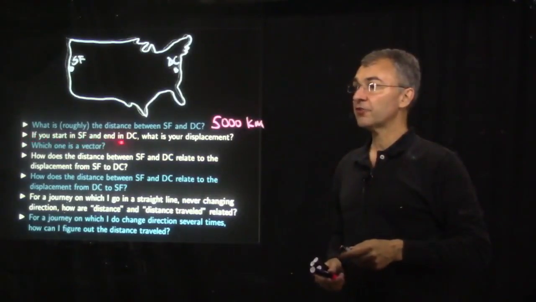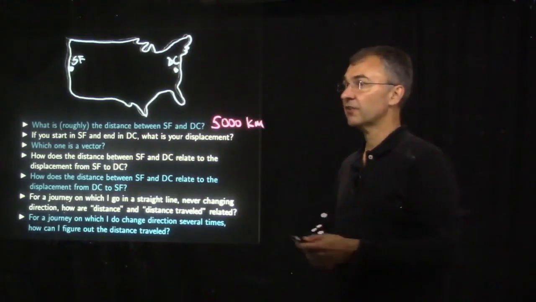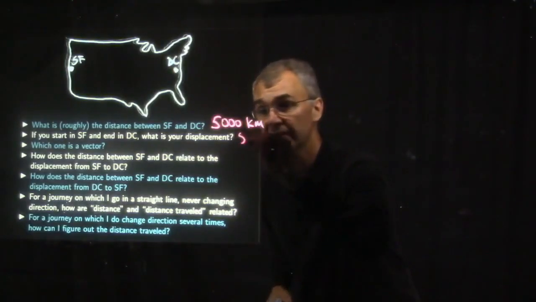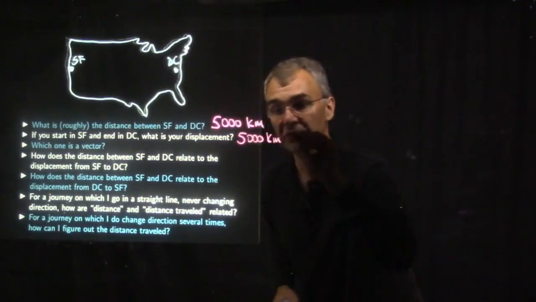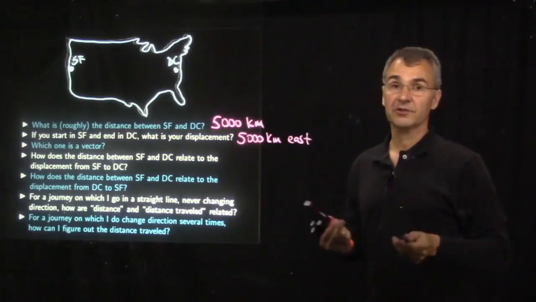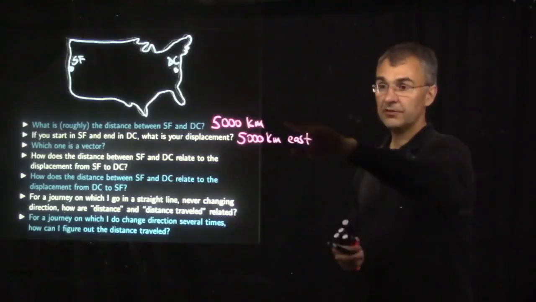If you start in San Francisco and you end in D.C., what is your displacement? I would say, in this case, I have traveled 5,000 kilometers to the east. So I'm going to say 5,000 kilometers east. So that's a magnitude and a direction. So that's a vector. Which one is a vector? Oh, this is a vector. This is not a vector.